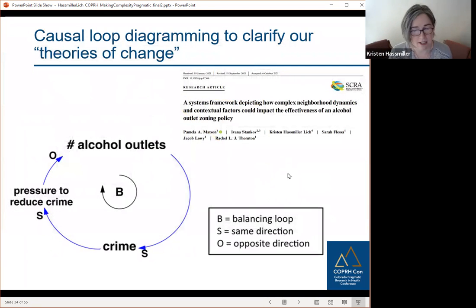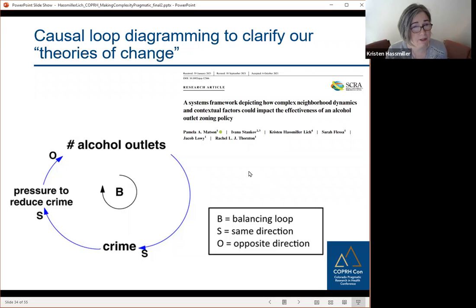So here's another example of using a structured systems thinking approach, causal loop diagramming. Here we were trying to clarify theories of change in an initiative. There was a health impact assessment done in Baltimore, and they moved forward with the idea of trying to reduce alcohol outlet density to reduce crime, and didn't have a very clear theory of change. Just the idea that there's a lot of research that if we reduce alcohol outlets, it'll reduce crime, right?